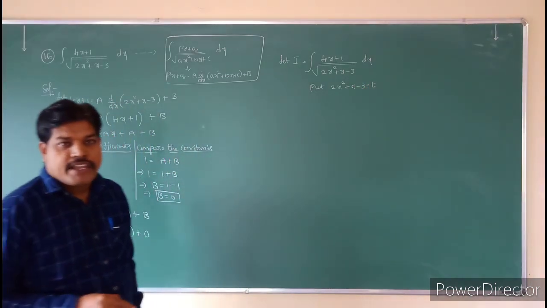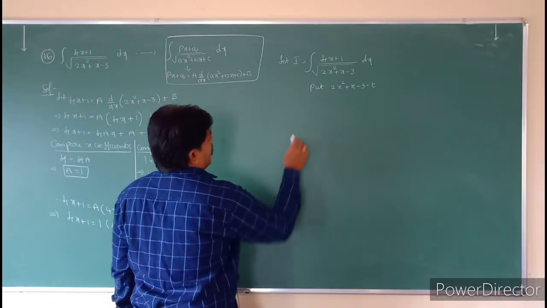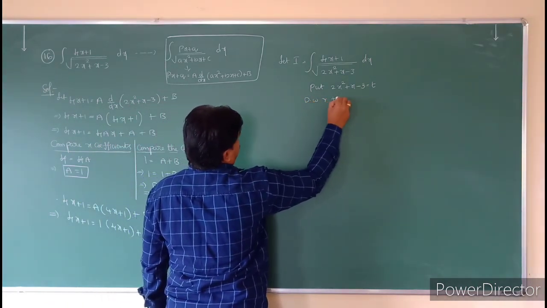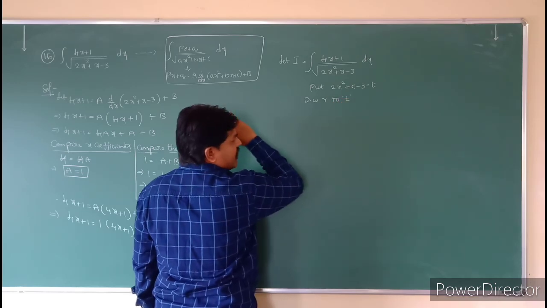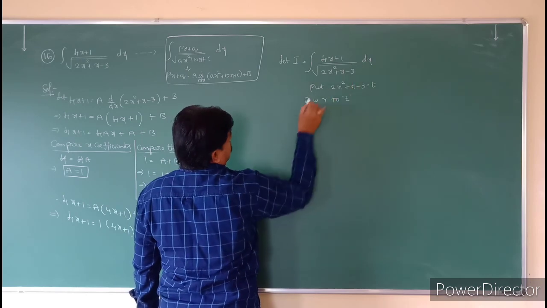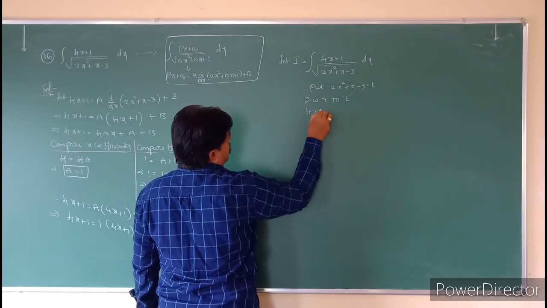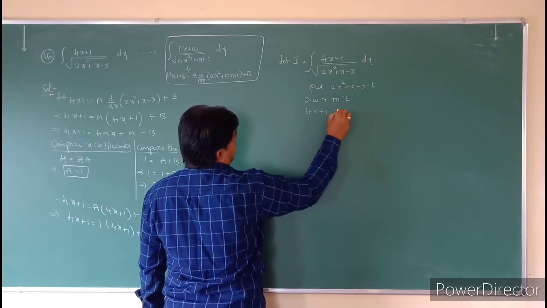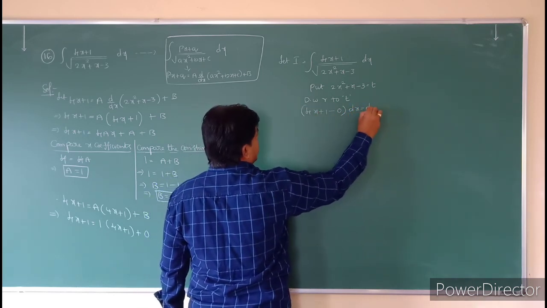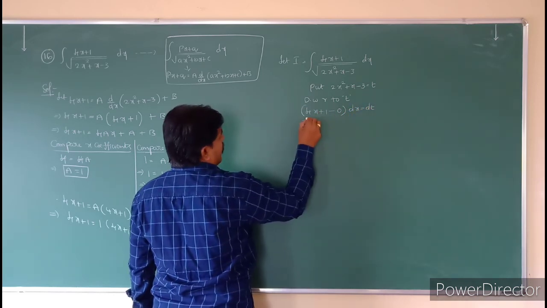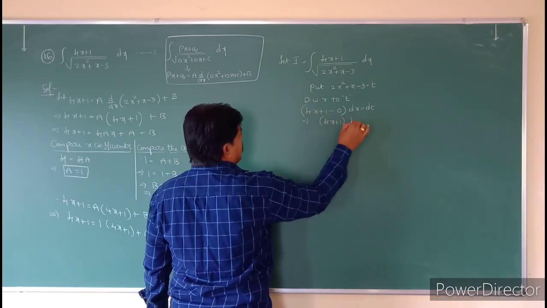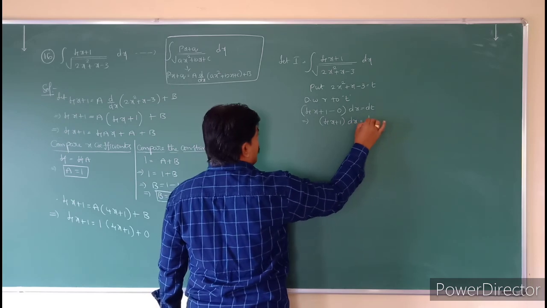2x square plus x minus 3 is equal to t. So what happens? Differentiate with respect to t: 2 into x square derivative is 4x plus 1 minus 0 into dx is equal to dt. That implies (4x plus 1) into dx is equal to dt.